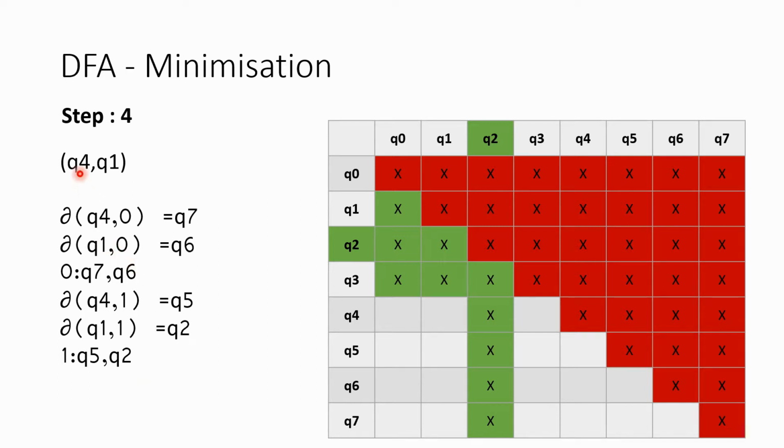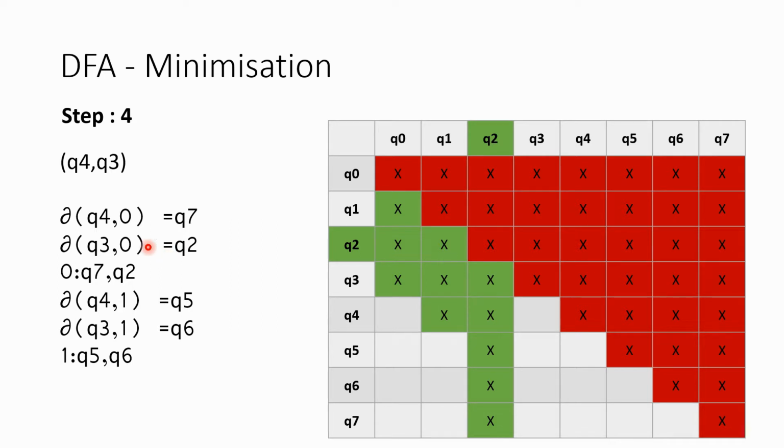The transition functions for Q4, Q1 are found for the input values 0 and 1. For 0 we got Q7, Q6, and for 1 we've got Q5, Q2. And we very well know that Q2, Q5 is already marked. Sorry, it's not invalid, it's non-equivalent. So we are marking Q4, Q1 as a non-equivalent tuple set. Now we are moving to the next tuple set, Q4, Q3.